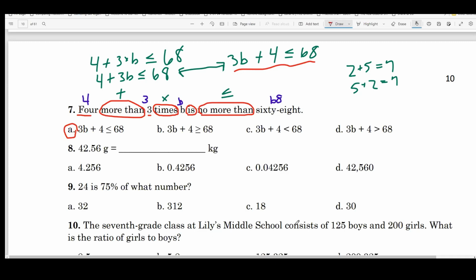All right, if we take a look at number 8, it says 42.56 grams is equivalent to how many kilograms? The correct answer in this case is C. The way that I teach conversions within the system is I like to use an acronym.